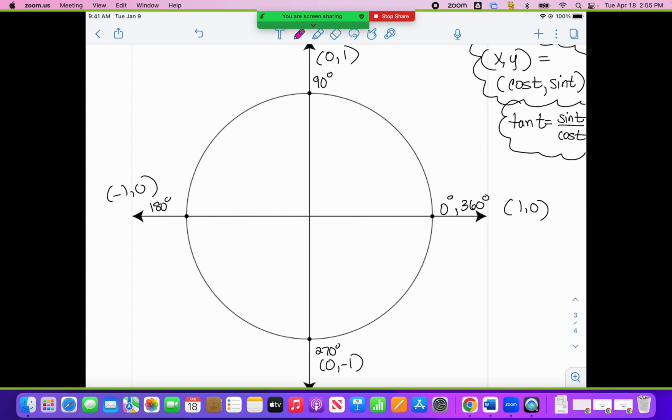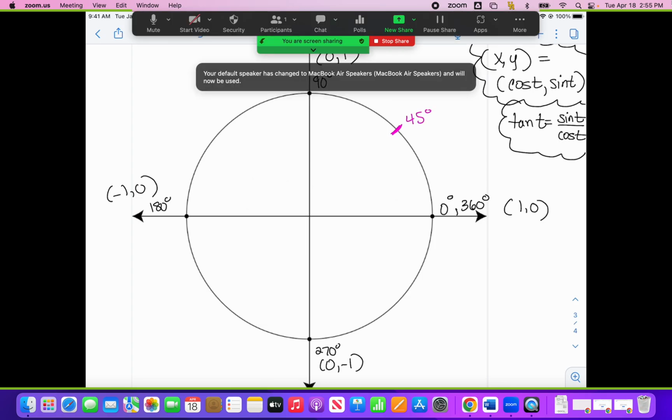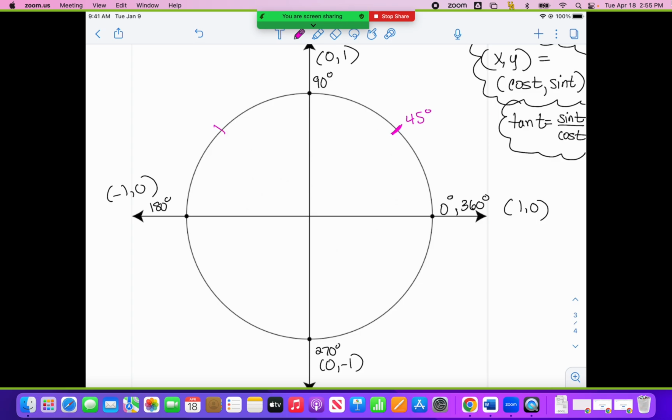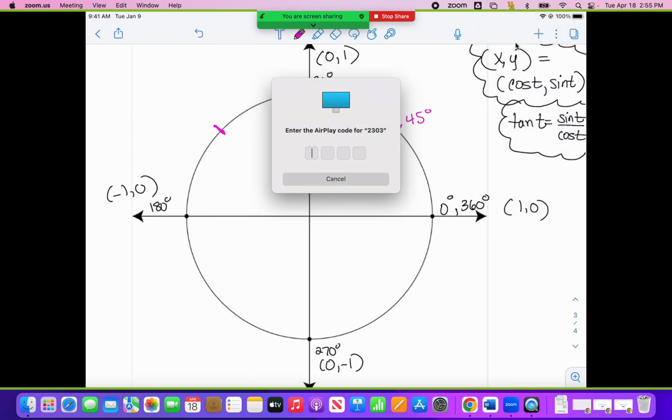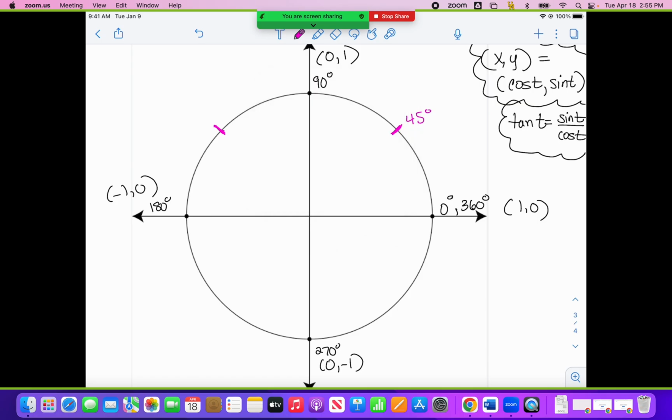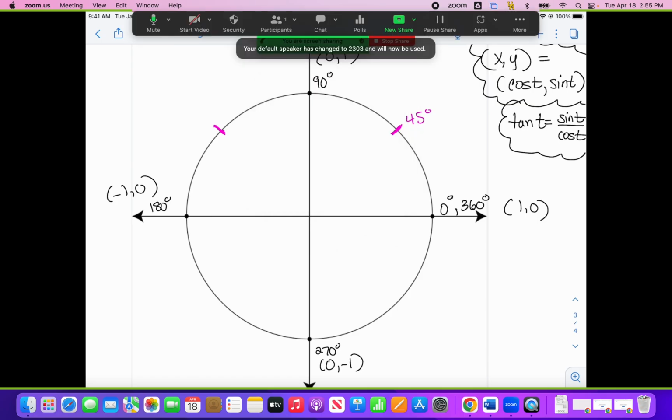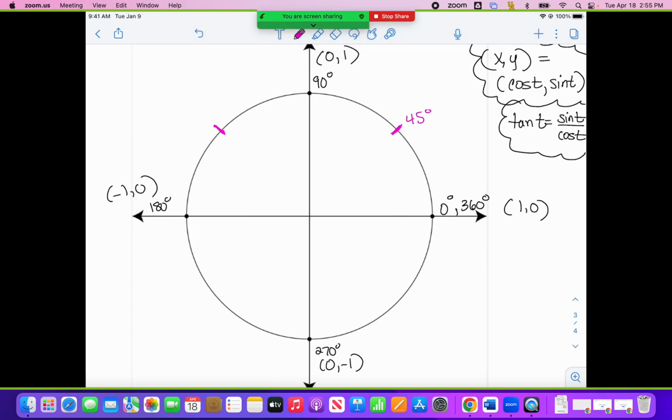All right, here's what we're going to do now. We're going to go halfway in the first quadrant. How many degrees is halfway between 0 and 90? 45. If I go 45 degrees in from 90, what would be that angle? See it now? Okay, so if I go 45 in from 90, what is that? 135.